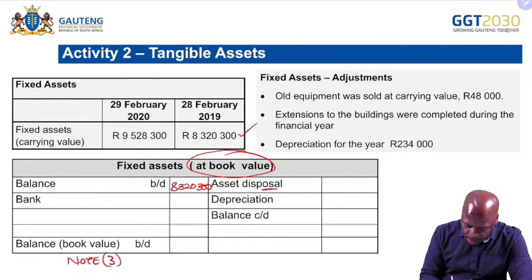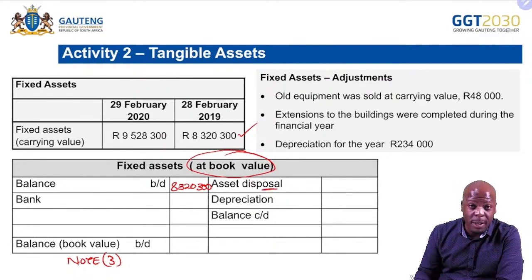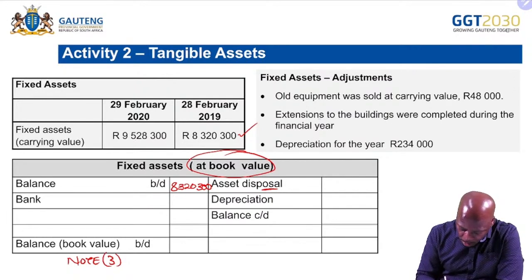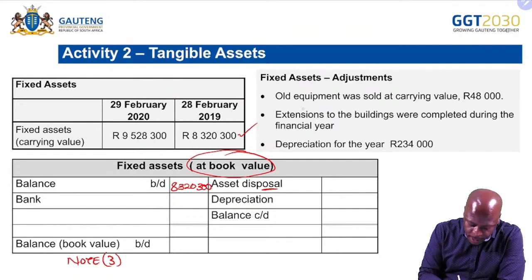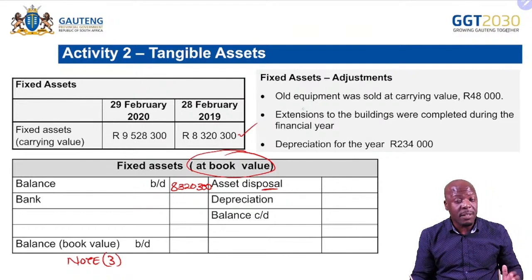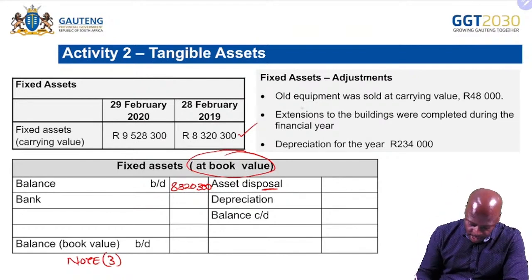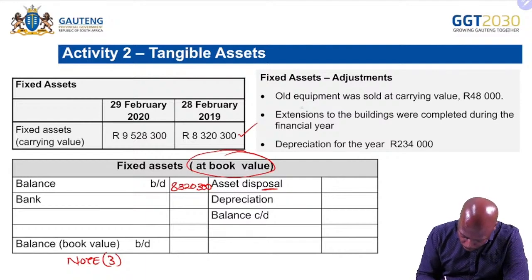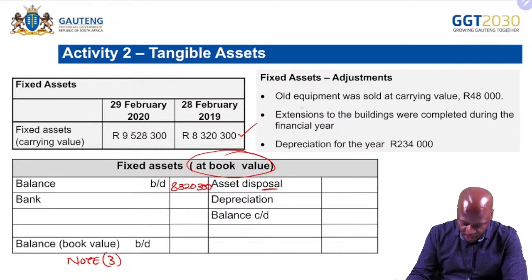Asset disposal: did I dispose of any asset during the financial year? They should have told us. Old equipment was sold at carrying value 48. That means I bring my 48,000 here. Depreciation: why would depreciation come into this account? Because this is a fixed asset account at book value. If it was at cost, depreciation must never be seen in here. But because it is at carrying book value, I can bring in my depreciation, which is 234,000.